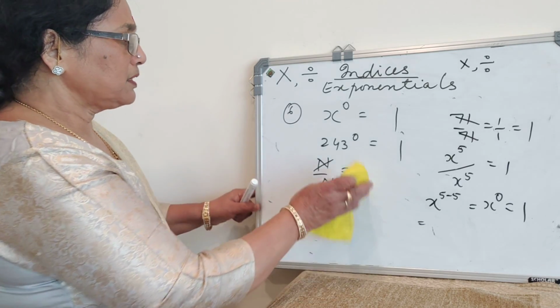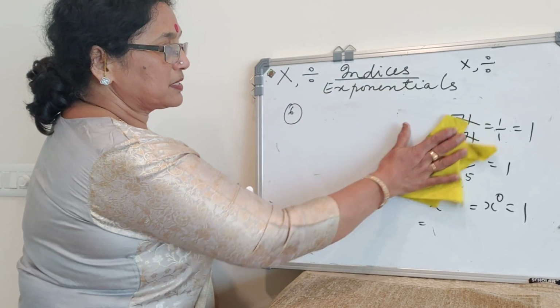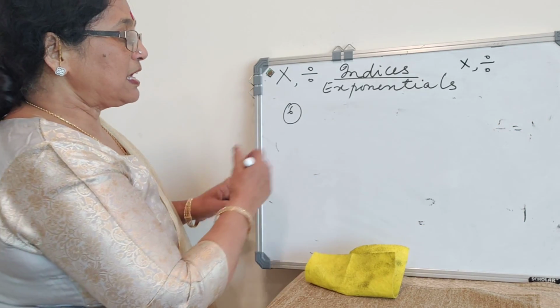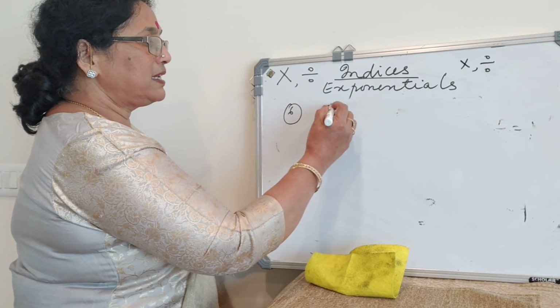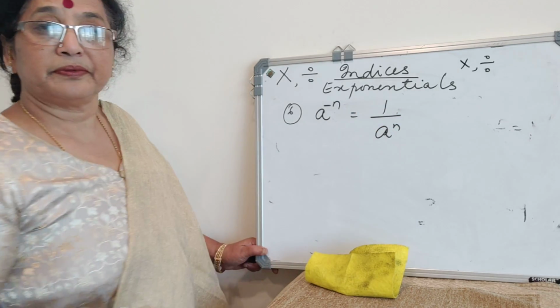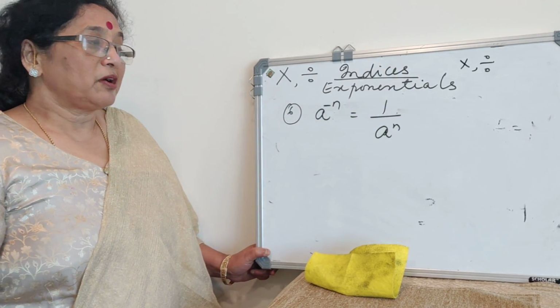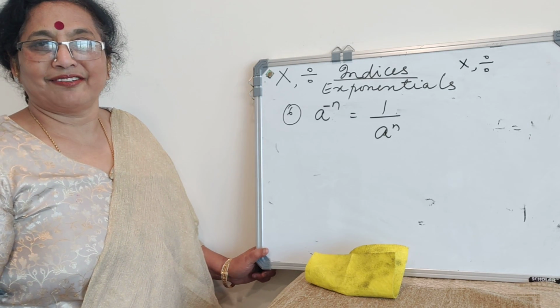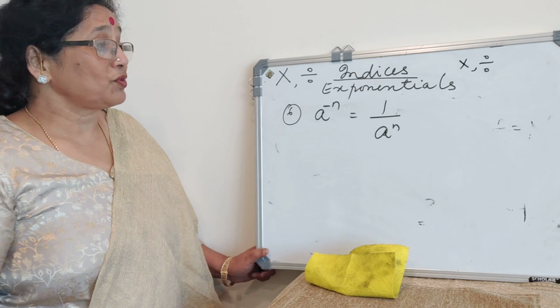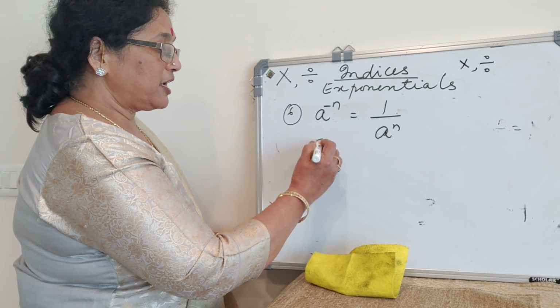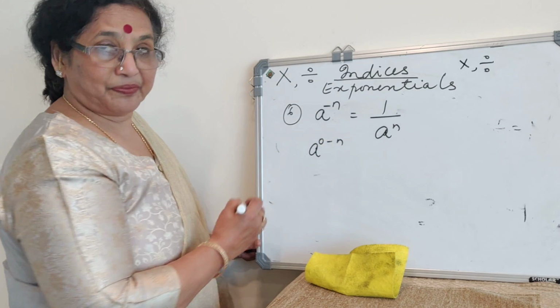Okay. Now coming to negative powers. If I have a to the power of minus n, it is 1 by a to the power of n. So a to the power of minus n is 1 by a to the power of n. Right? Because a to the power minus n, I can write as a to the power 0 minus n.